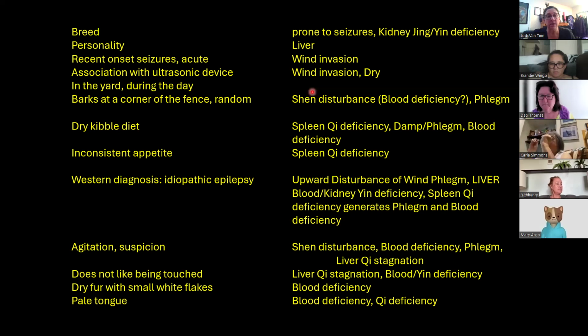So the agitation and suspicion of this dog, again, Shen disturbance, could be blood deficiency for the reasons that we talked about. It can involve phlegm, and it can also involve the liver qi stagnation. So liver blood deficiency, blood fails to nourish, the qi stagnates, you get anger and irritability, anger outbursts and things like that. Doesn't like being touched, again, liver qi stagnation, blood and yin deficiency. The dry fur with small white flakes.